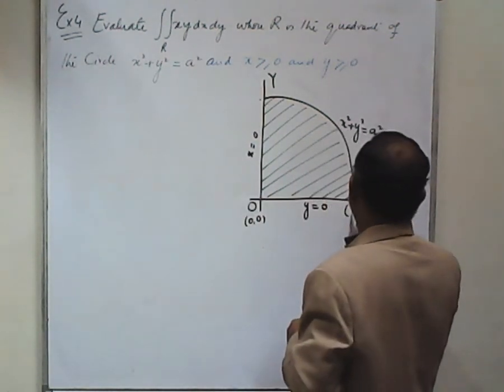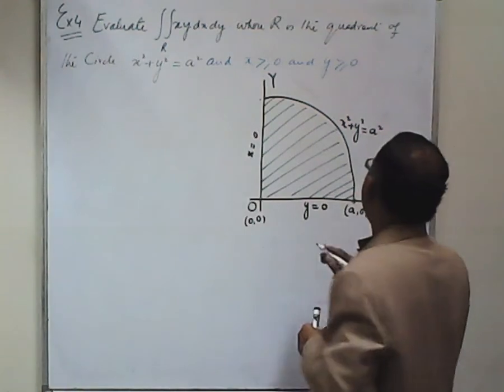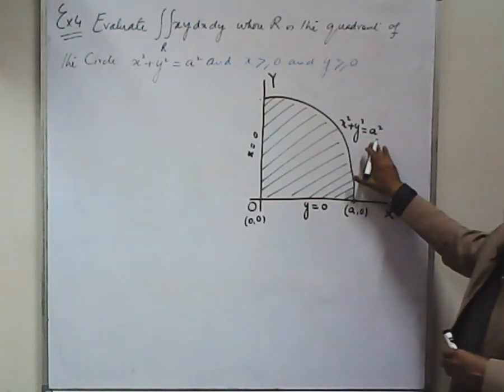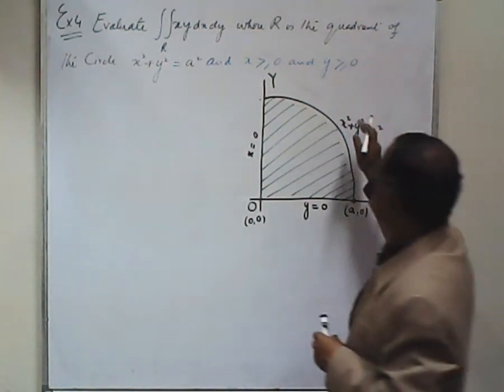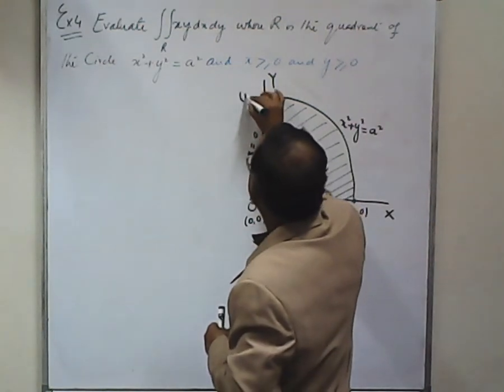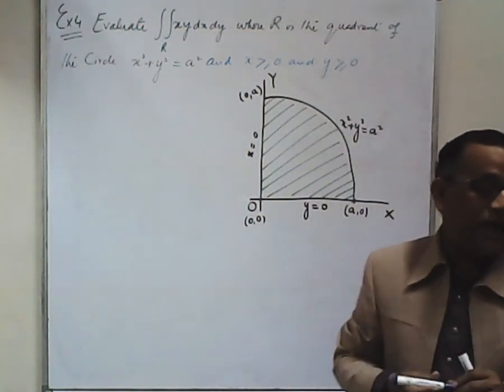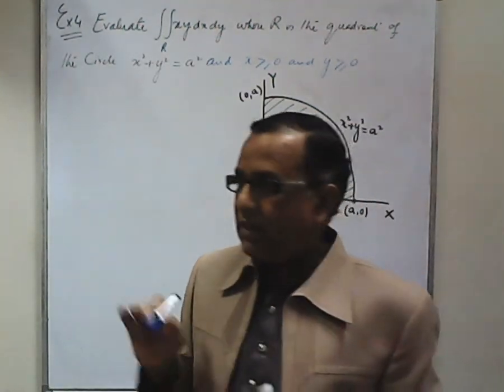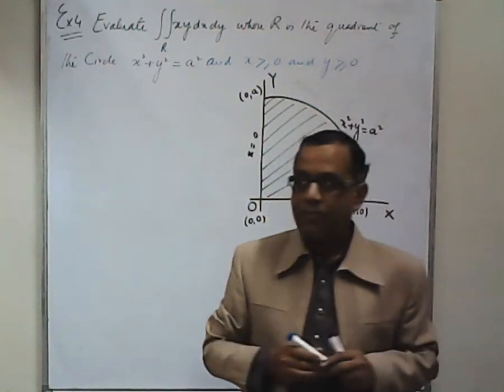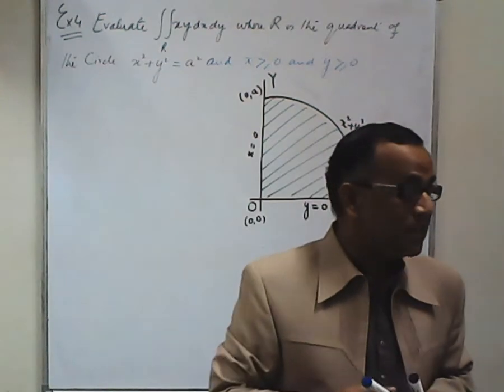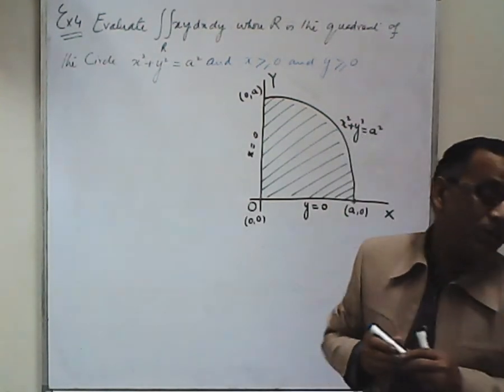So now it is easy for us to find that this is the origin. Let's say this point is A0. Why is it A0? Because the radius R is equal to A, and this point is 0A. So we find out the points exactly where the circle is lying.